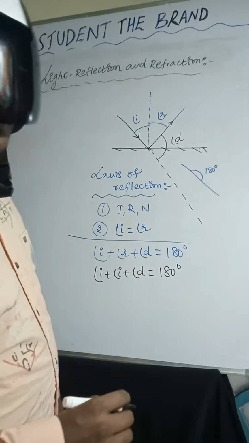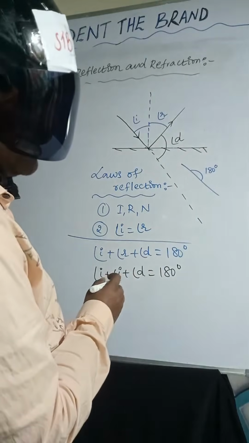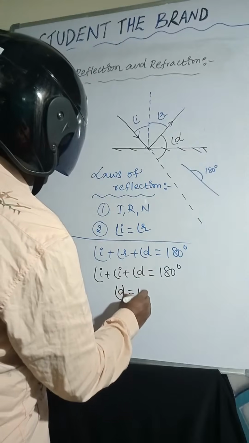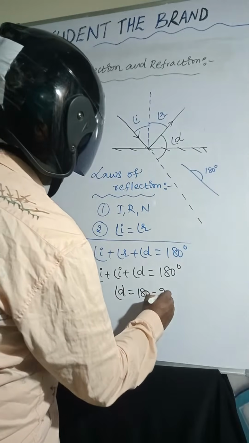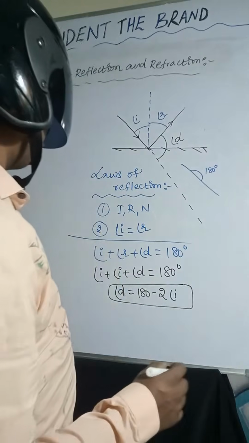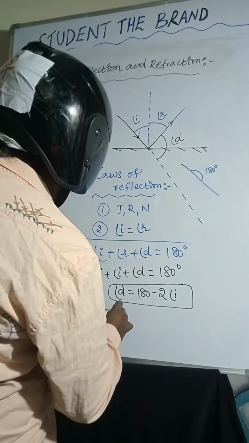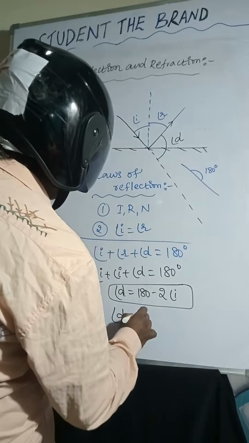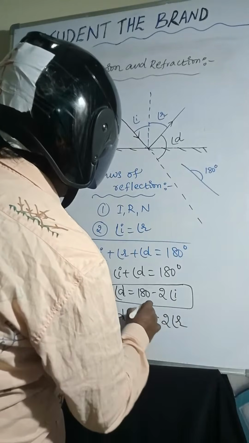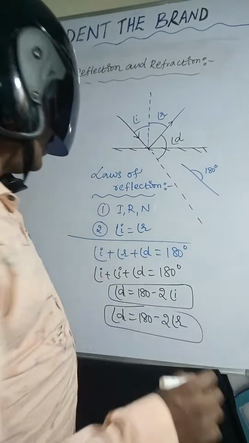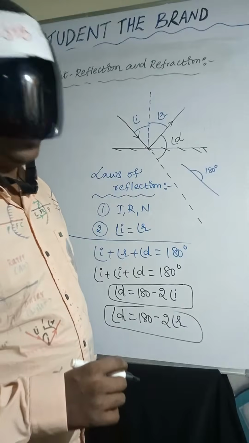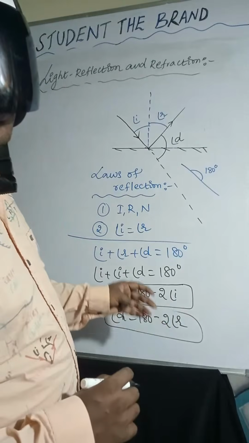Now you can see the angle of deviation equals 180 minus 2 times the angle of incidence. The angle of deviation equals 180 minus 2 times the angle of reflection. I hope it is very clear to you all. Just check once.